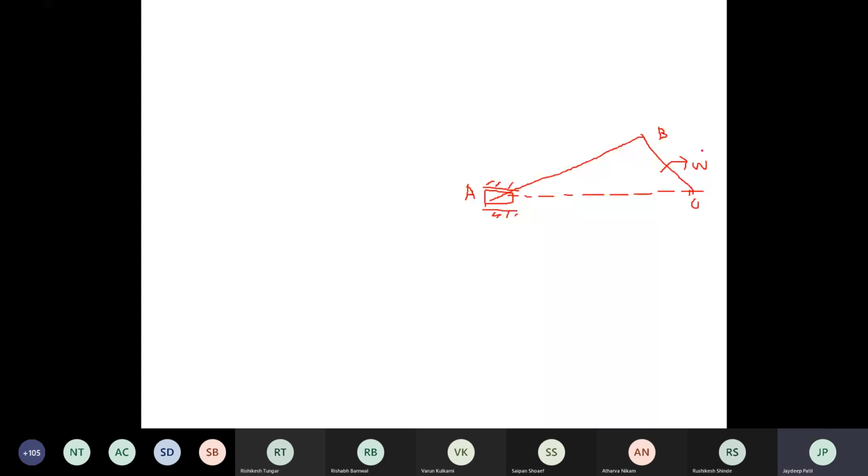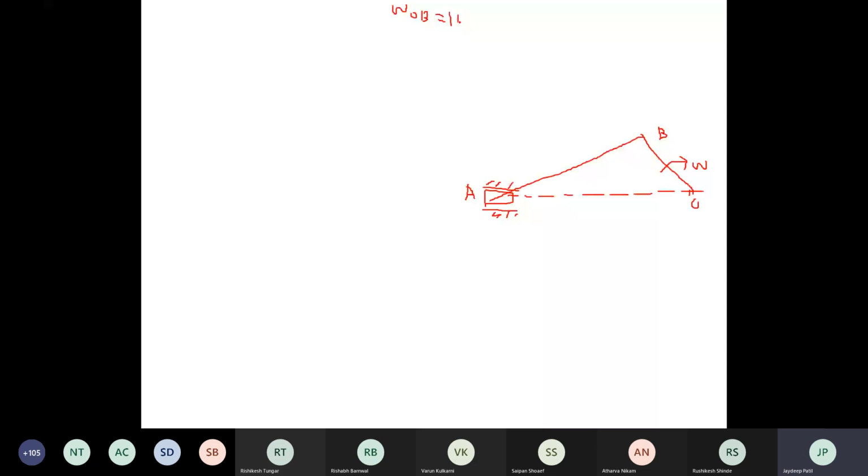Okay. Now next step, what is it? First, draw the configuration diagram. Second, find out the velocity of the input link, omega. OB is already given here. How much? Omega OB is given as 10, right? Yes, 10 radian per second.